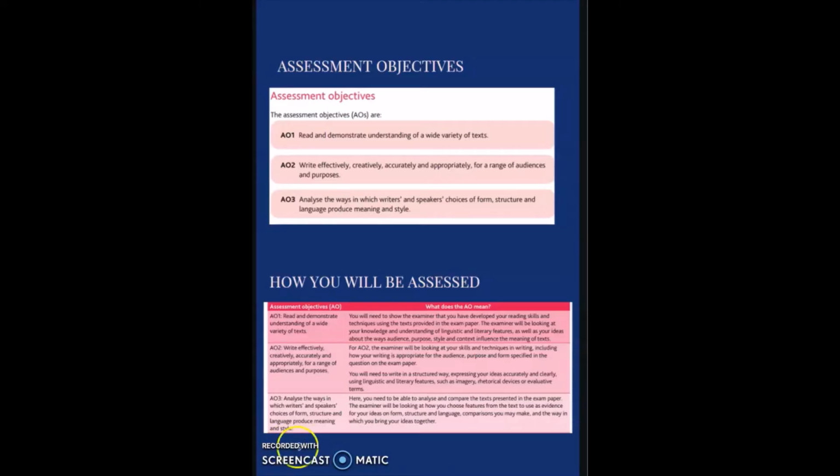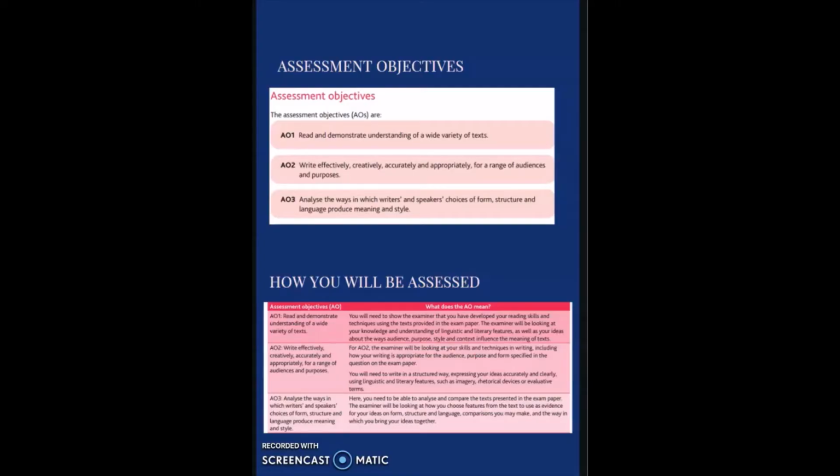The second point is to write effectively, creatively, accurately, and appropriately for a range of audiences and purposes. If you are telling your examiner that you know how to read different text types and you're familiar with the key conventions of text types, but you are not using them in your own writing, this knowledge is of no use. When you read, you must tell the examiner that you are using those linguistic features effectively in your own text types and your own responses.